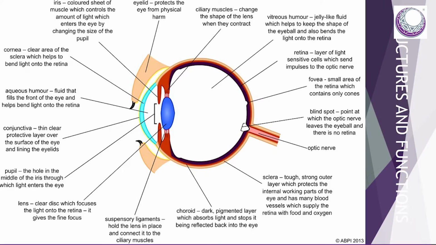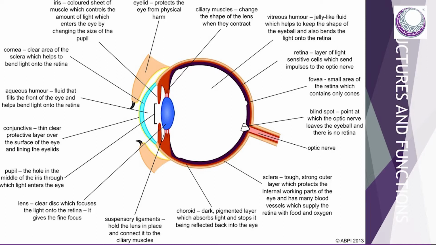Here there is a diagram of the eye, showing us the parts of the eye. I'm going to go step by step to describe the functions of the parts of the eye. The eye has a jelly-like structure which is called the vitreous humor. The vitreous humor keeps the eye in an eyeball shape, and it helps to bend the light so that it can be focused onto the retina.